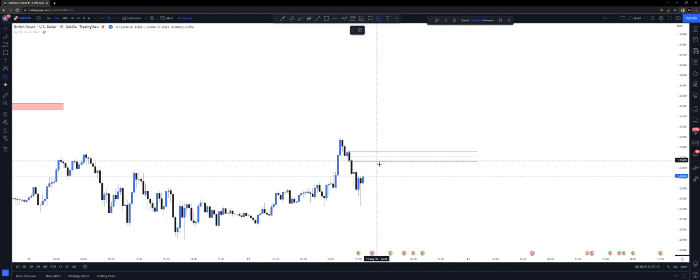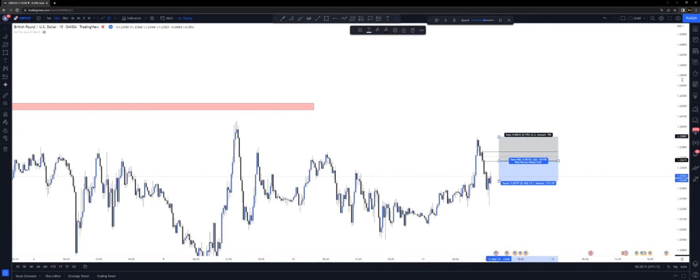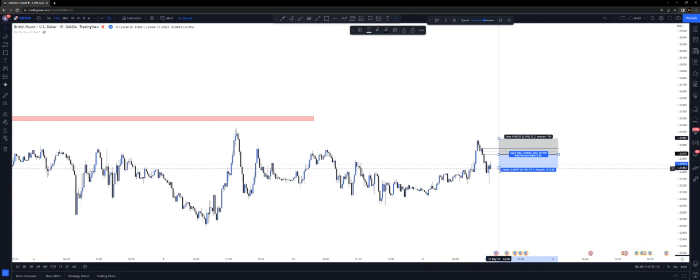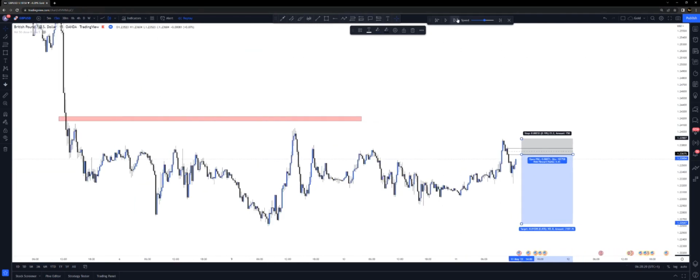Place the sell. Stop loss not too tight. Targets to the downside. So let's see if we got triggered in this trade.